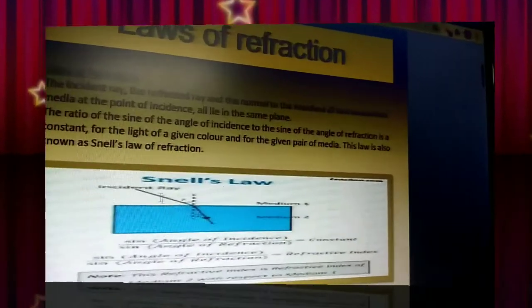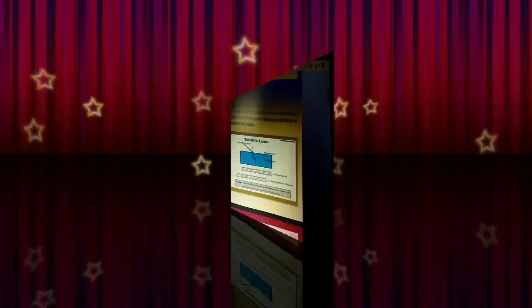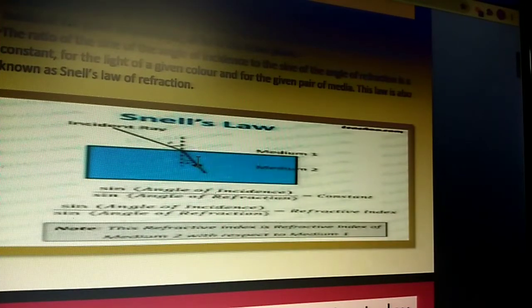It is constant. If you are taking, this is air medium, this is glass medium. The refractive index is more, that is called optically denser medium. And if the refractive index is less, it is called optically rarer medium. So when you compare air and glass, air is a rarer medium whereas glass is a denser medium. So for these two media, air and glass, the ratio of sine of angle of incidence to the sine of angle of refraction is a constant and it is designated by the letter mu.